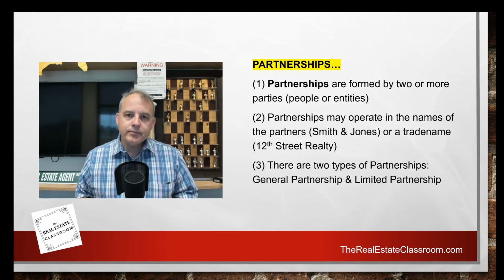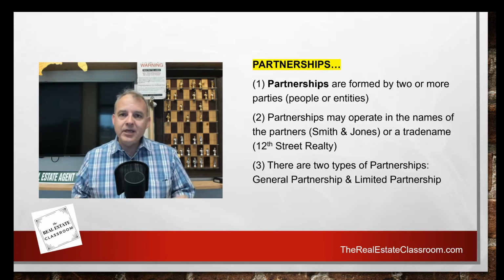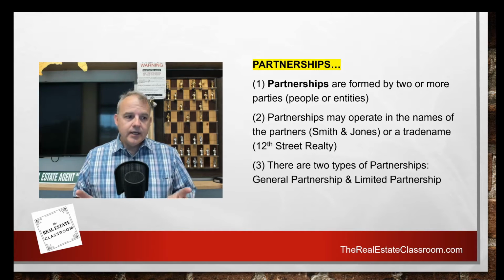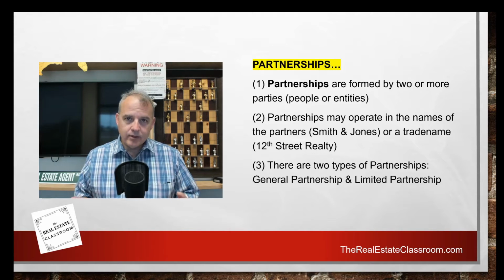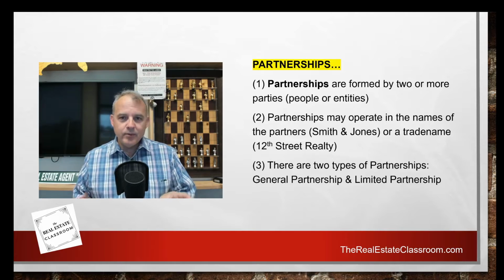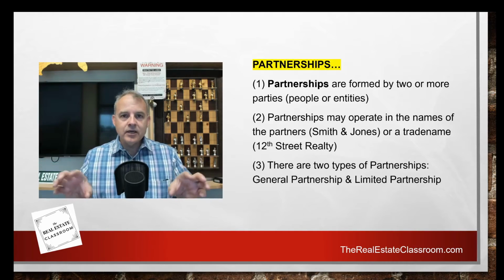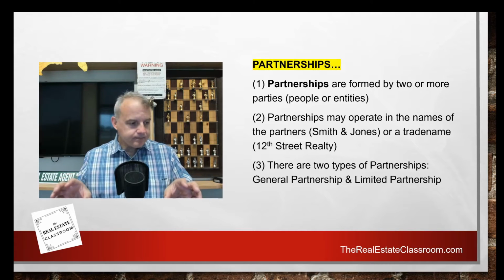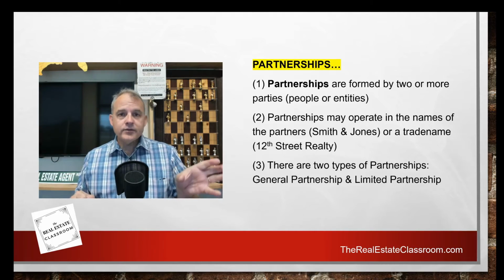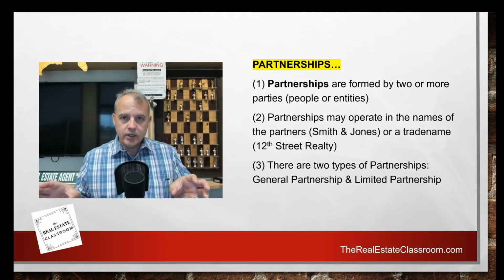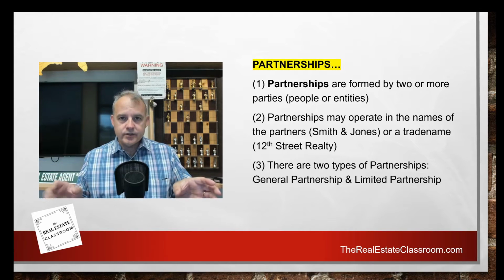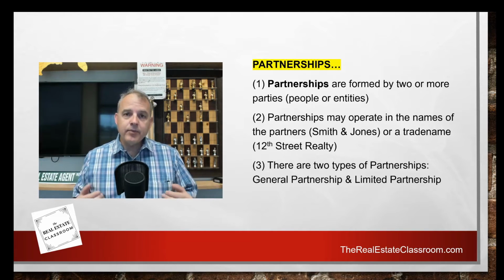Now, a partnership is formed when two or more people or parties get together to create that partnership. And notice I said people or entities, because Mike Smith and Tim Jones can get together and create a partnership. But so can 12th Street Incorporated and 11th Street Incorporated. So two corporations can get together and create a partnership as well. So it's people or entities.